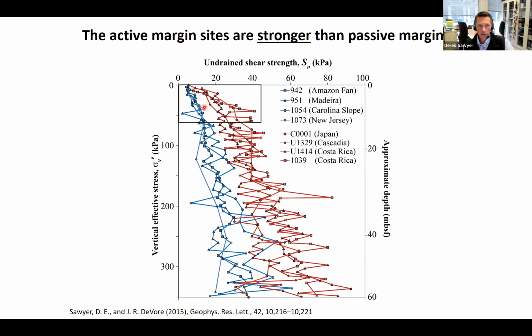And you can still see, even more clearly now, the systematic offset in these active margins, the red sites, relative to the blue sites on the passive margins. So shear strengths are systematically higher by a factor of 2 or 3, so twice as much shear strength for a given depth or effective stress, which is quite significant. So this is a pretty cool demonstration that in these sites, the active margin sites are in fact stronger than their passive margin counterparts.